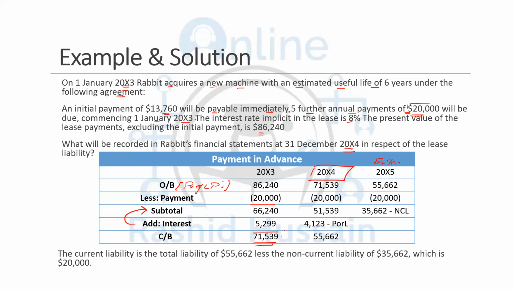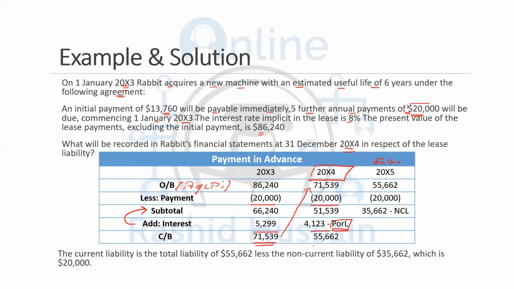So this closing balance of 20X3 becomes the opening balance of 20X4. Then again, deducting 20,000 from it, you get this balance. Then multiplying interest on the subtotal, we get 4123. This should be recorded as the finance cost in the profit or loss.